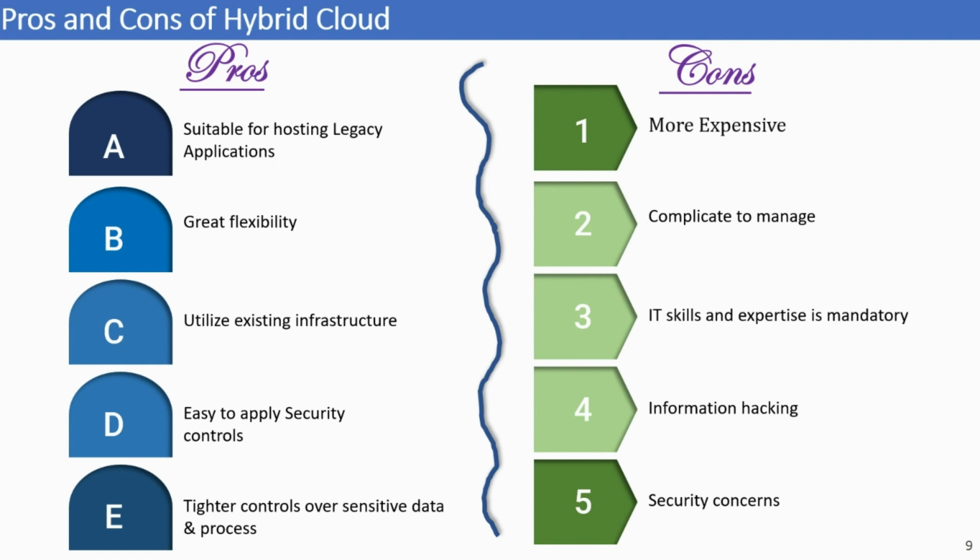Fourth one, information hacking. Information moved between public and private resources can be hacked easily if proper controls are not in place. And the fifth one, security concerns. Ensuring data security across different cloud environments can be difficult, especially when sensitive data is involved.